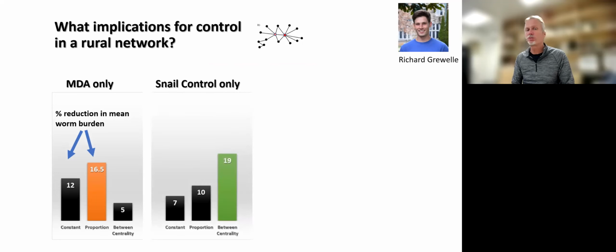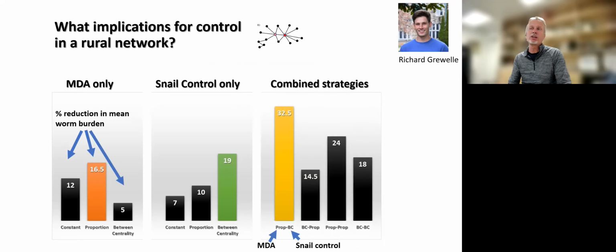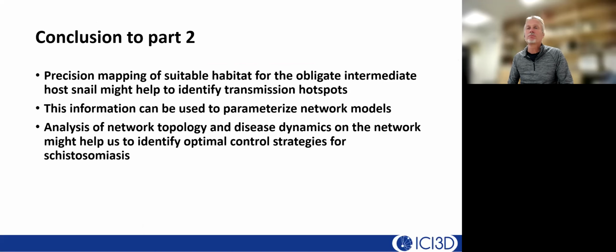But if we want to do snail control, our preliminary analysis shows that the nodes that are most connected in a rural network are probably the ones that should be treated more, using the molluscicide niclosamide. And of course, when we combine the strategies, if we continue to target nodes with high prevalence with praziquantel and nodes that have a high betweenness centrality with molluscicide, this is where we get the best outcome of all.